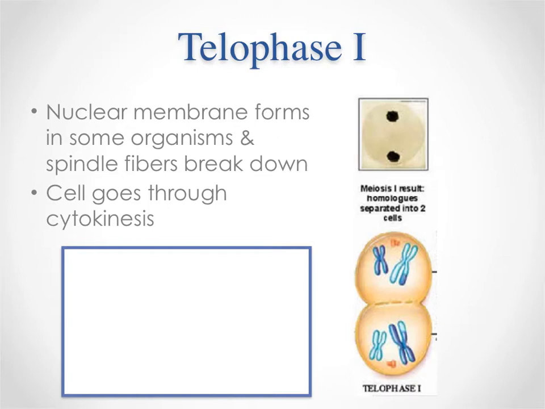In telophase 1, the nuclear membrane forms. In some species, the spindle fibers break down and disassemble, and the cell would undergo cytokinesis, forming 2 new cells. So these are 2 new cells, right? The nuclear membrane begins to reform. We have our chromosomes.